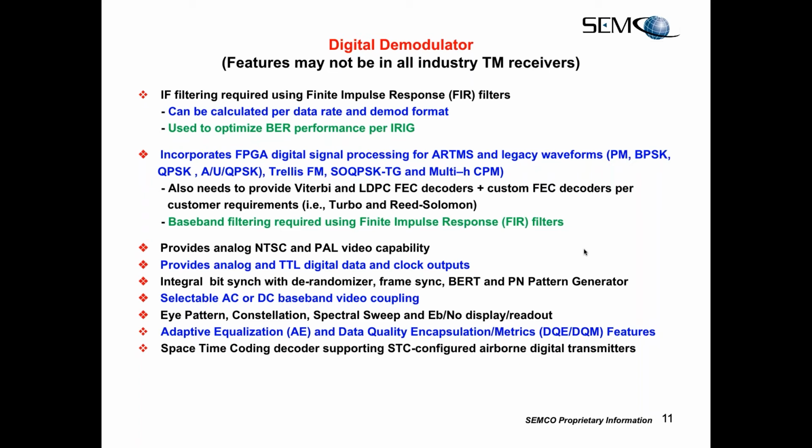These requirements will vary from range to range, and so for the requirements that you're looking at, you can specify which demodulator formats you want in your receiver. The legacy ones include, obviously, PCM, FM, PM, BPSK, QPSK, AUQPSK. Those are the basic ones.